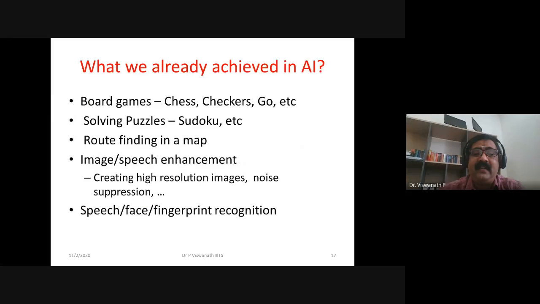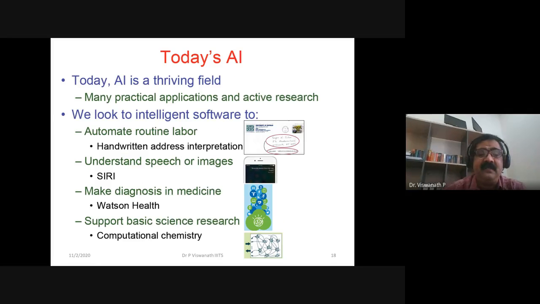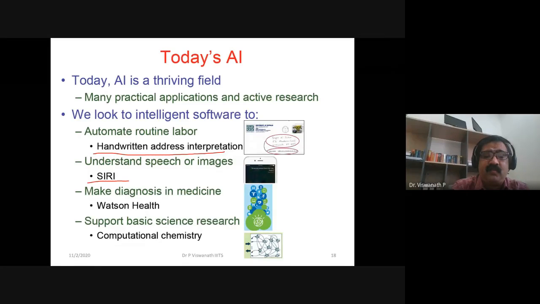Okay, so nowadays we have achieved these things, more or less. For example, board games, we are able to do this. Solving puzzles, we are able to do. Google Maps is there, which can show us the map. And image and speech recognition enhancement, all these things we have achieved sufficiently. Most of you might be knowing these things. We are able to recognize handwritten characters or something like that. We are able to understand speech. We are able to use AI in medical diagnosis and in some other areas like computational chemistry and so on.